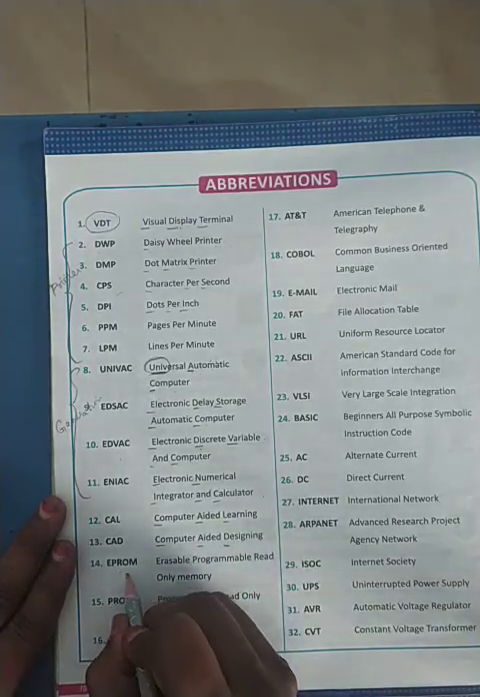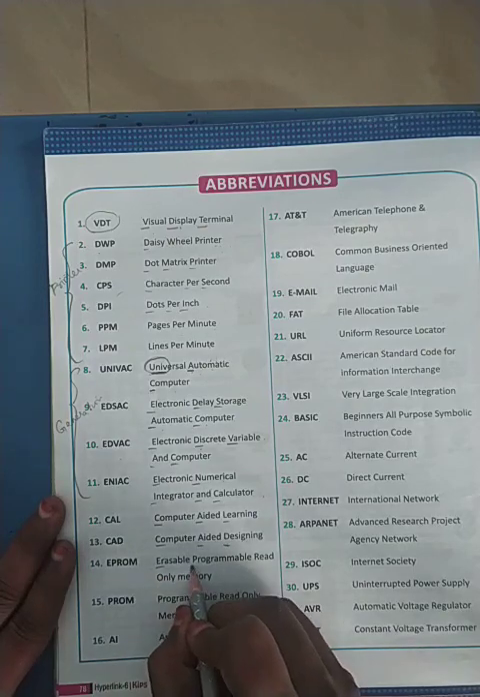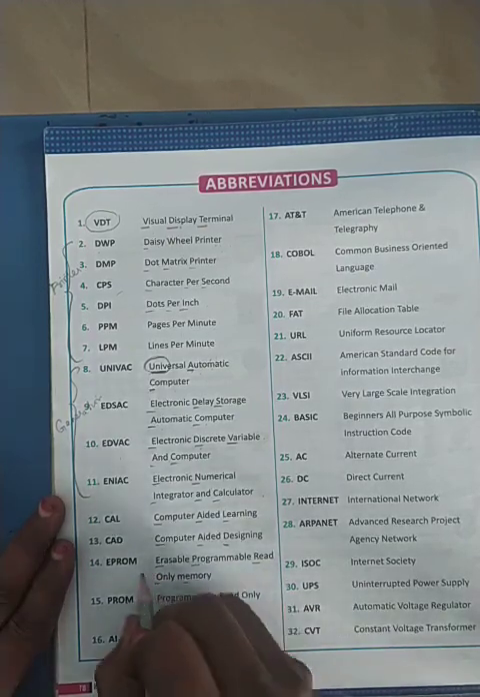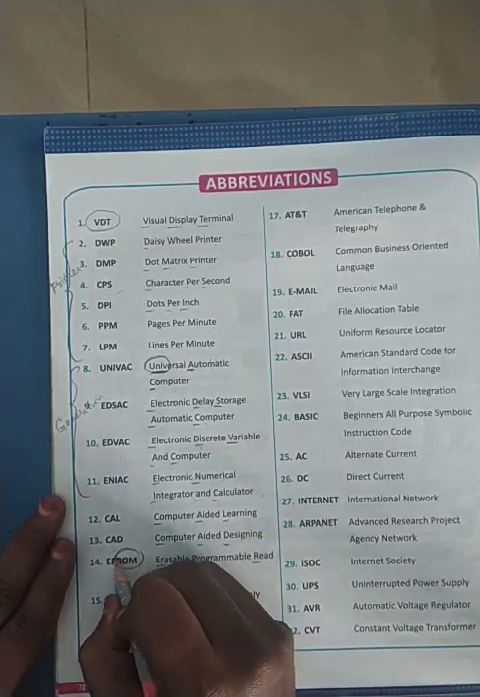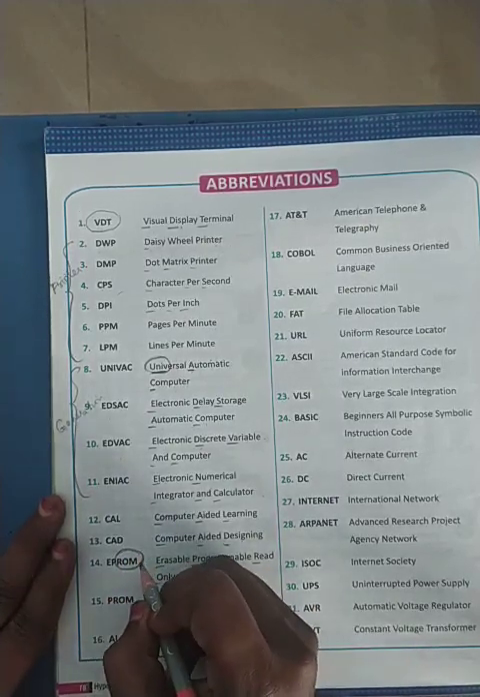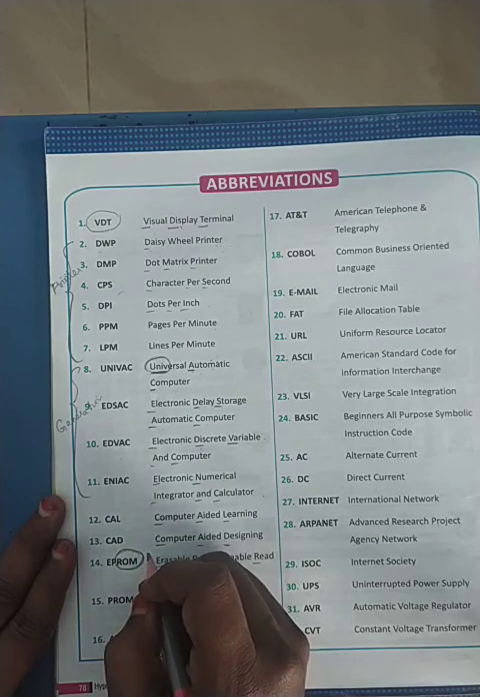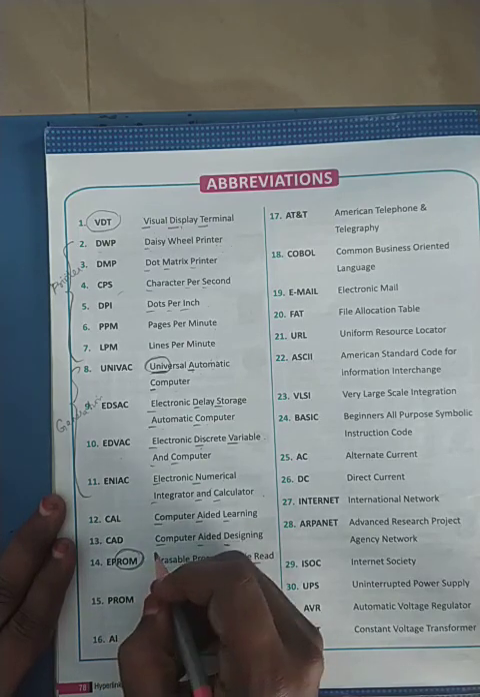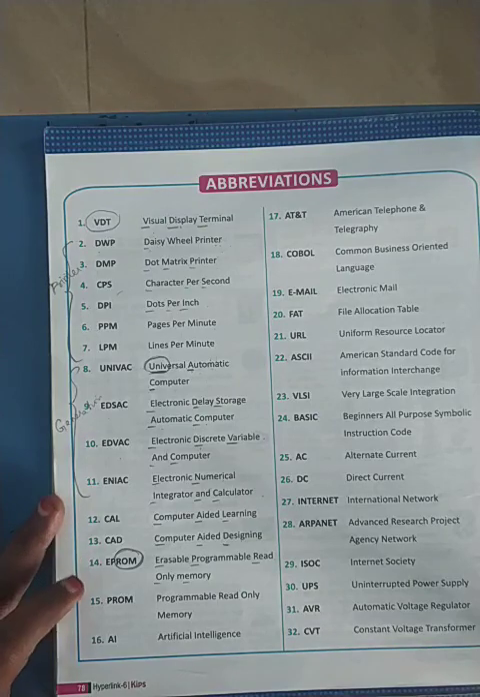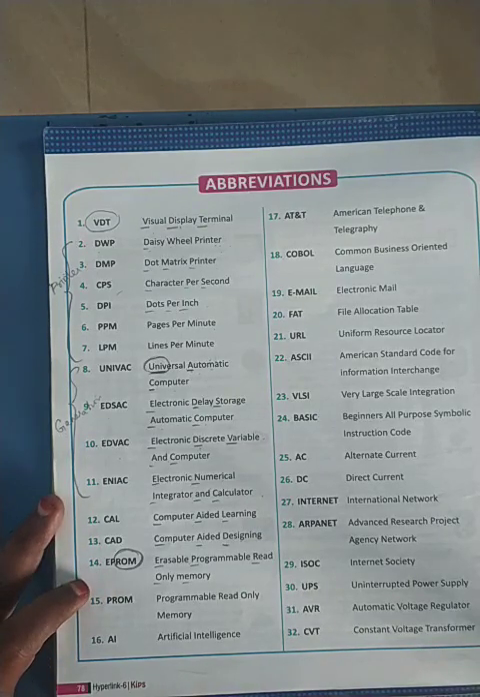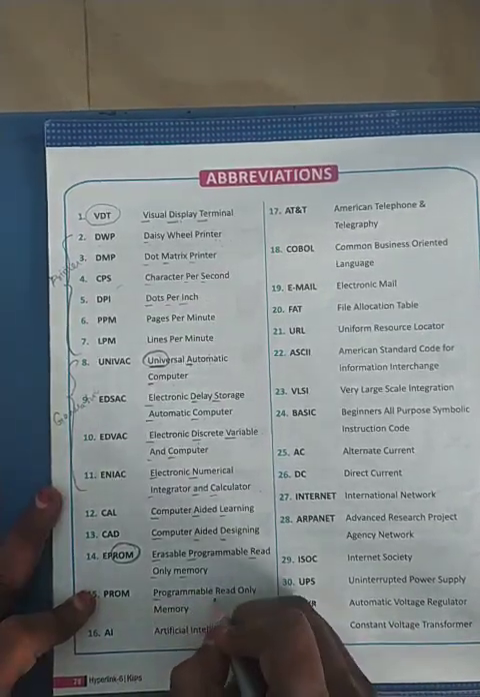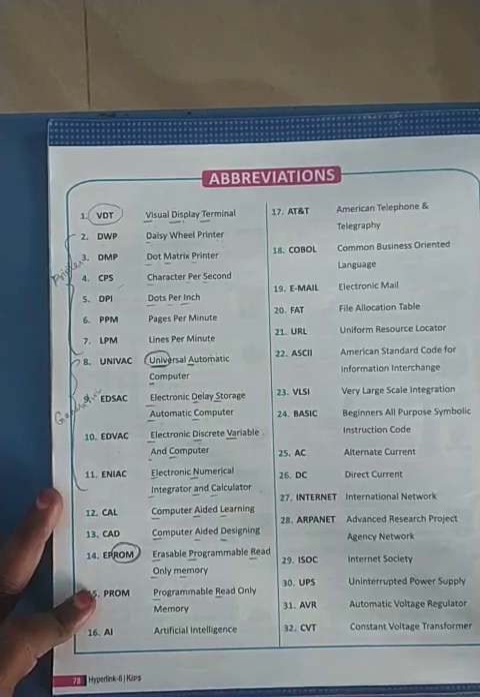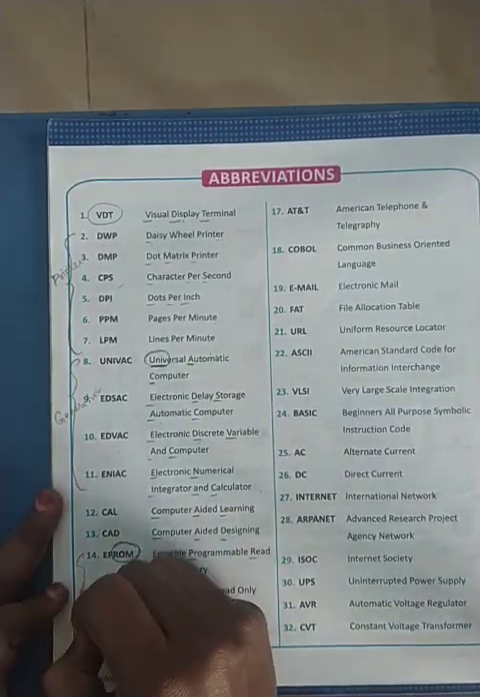Then EEPROM. EEPROM is Erasable Programmable Read-Only Memory. ROM means read-only memory. That means it will not store the data for a long time. When you switch it off, it will be erased. So this is erasable programmable read-only memory. Then PROM. PROM is programmable read-only memory. So these two are related to memory.